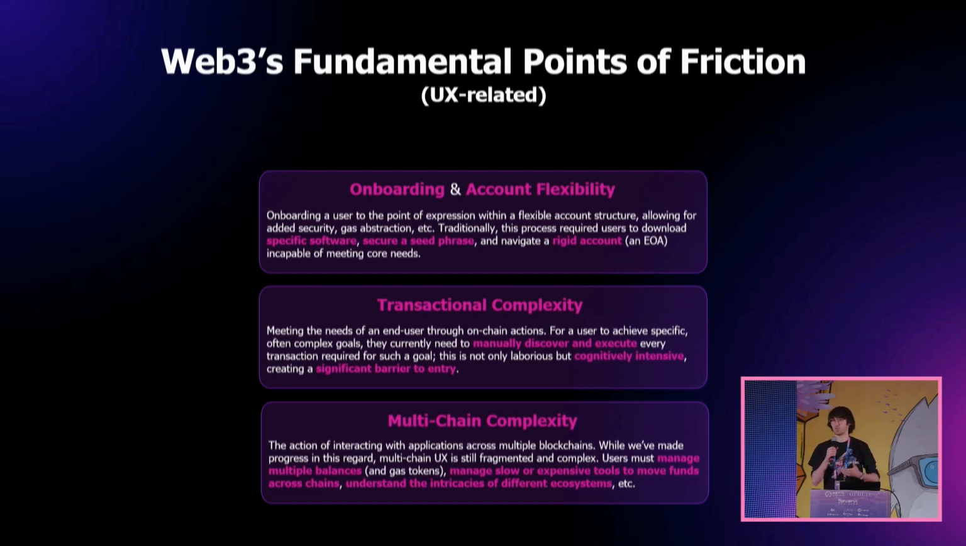They need to be constantly aware of what chain they're on, what chain they want to be on, and the infrastructure that might get them between each chain, which often is difficult to work with. So these are the 3 main issues: onboarding and account flexibility, transactional complexity, and multi-chain complexity.